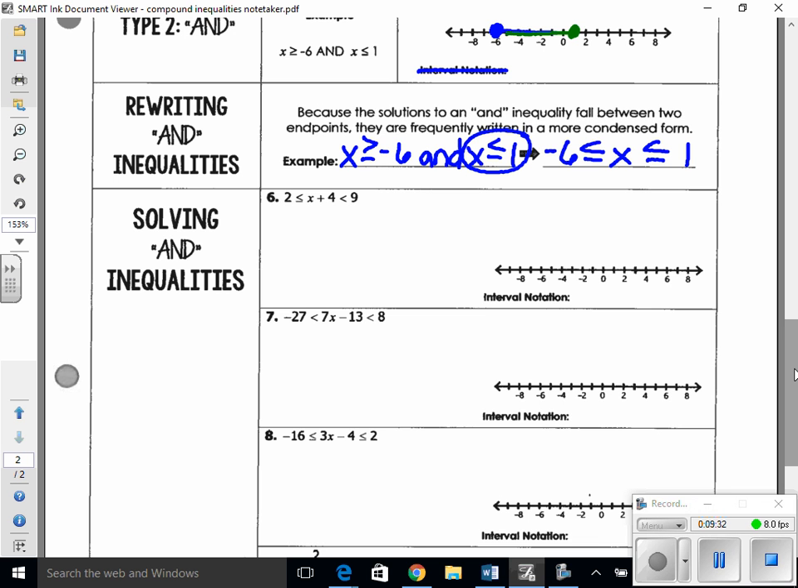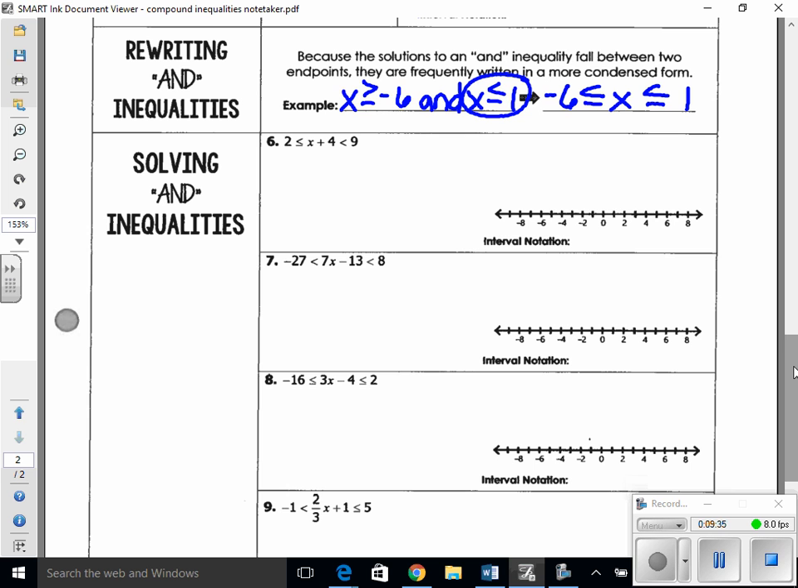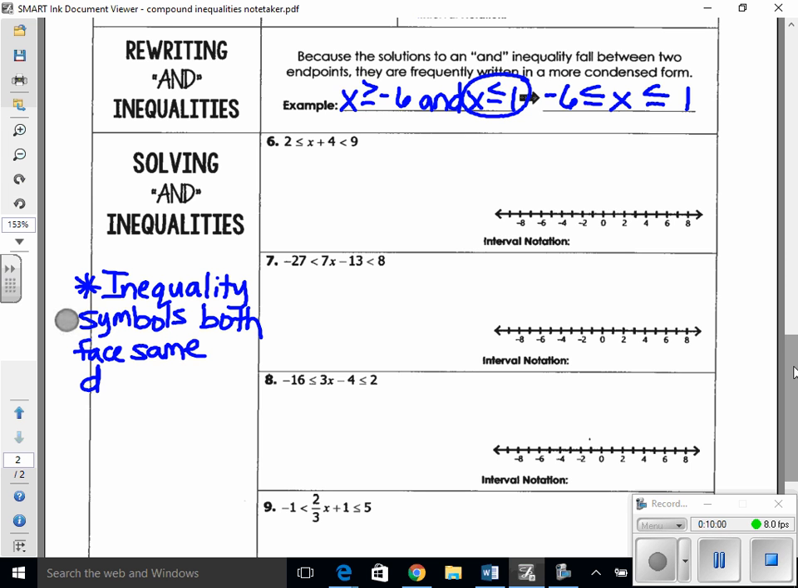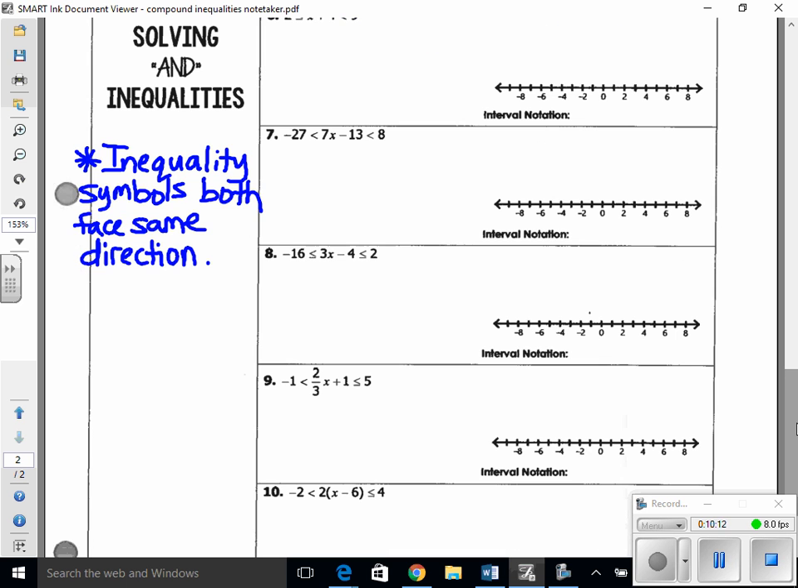All right, so the first thing we want to do is go ahead and put those hints over here under the column side. Just like we did on the front, we want to add some extra notes to this. So the first thing we want to make sure we mention and that you understand is that in these types of problems, the inequality symbols both face the same direction. Remember, in the OR ones, they went in opposite directions. But in an AND problem, they both have to be less than, or greater than. They cannot be opposite directions. All right, so that's one piece that'll help you out.